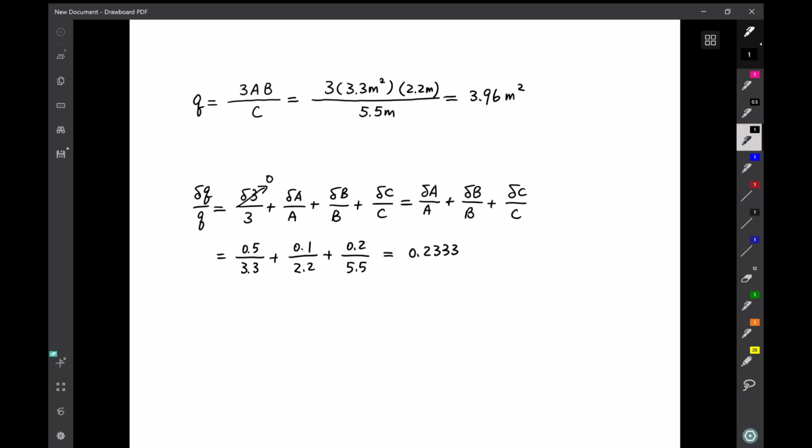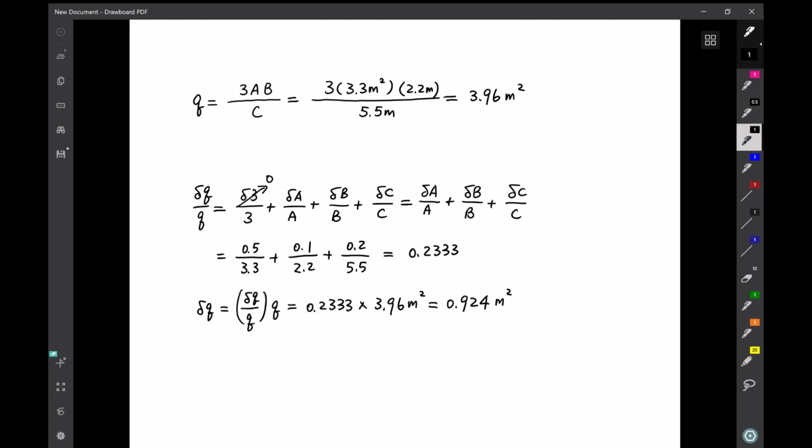Keep many digits here. Now to get the absolute uncertainty, this is the relative uncertainty times the value. So that would be 0.2333 times 3.96 meters squared. That equals 0.924 meters squared.